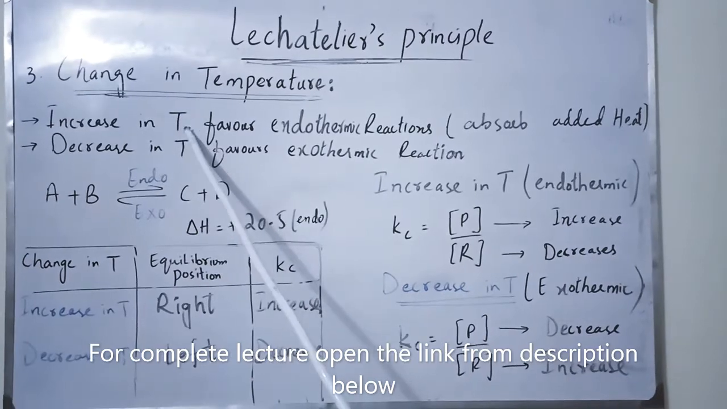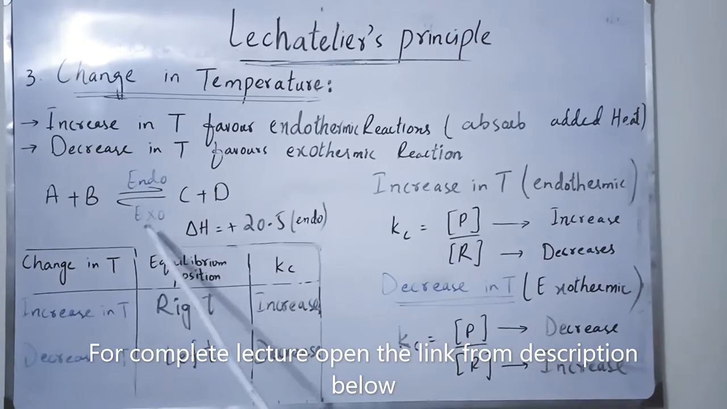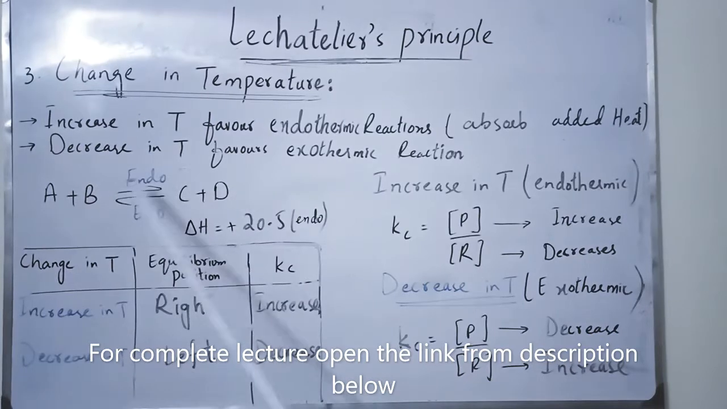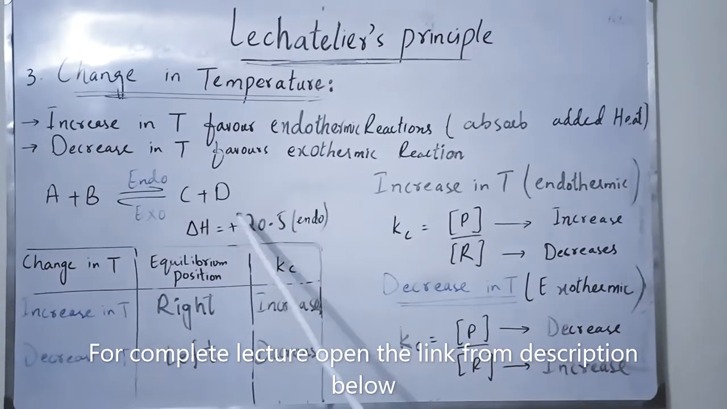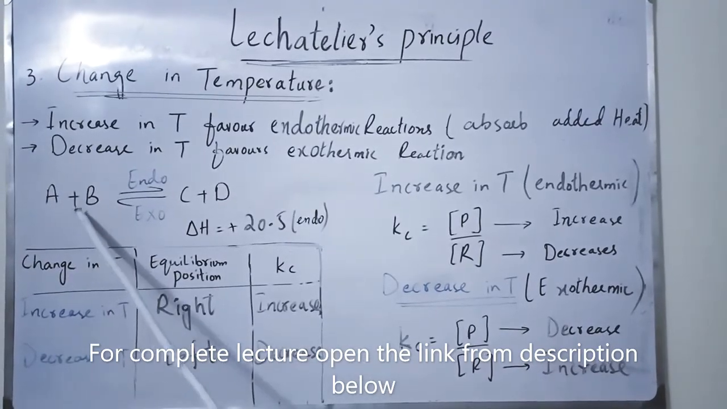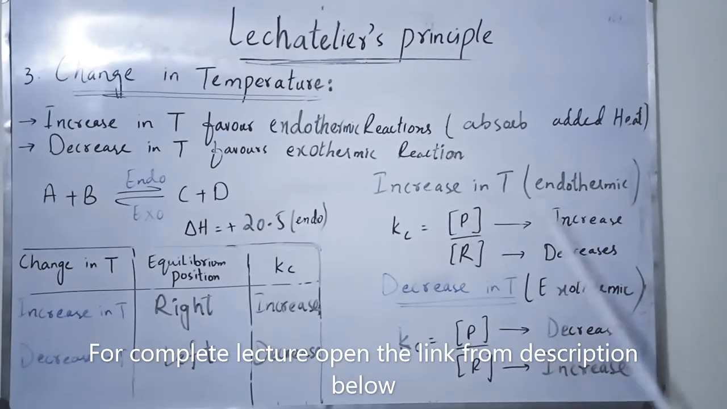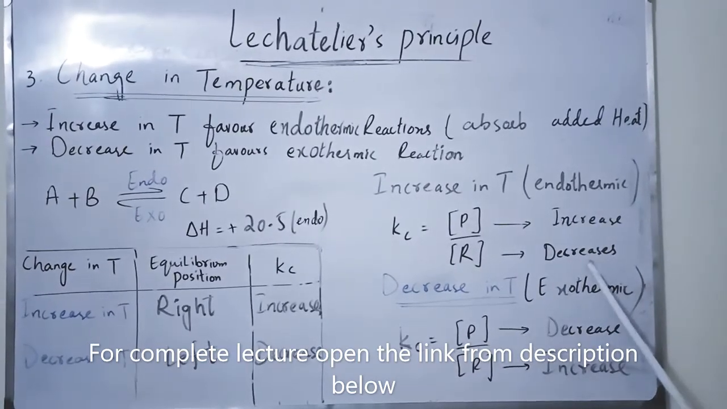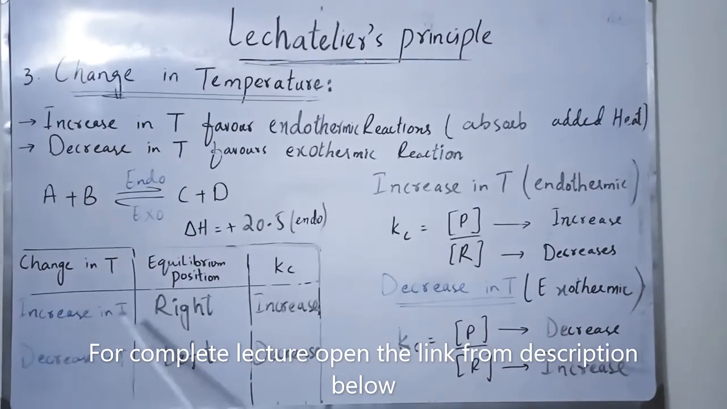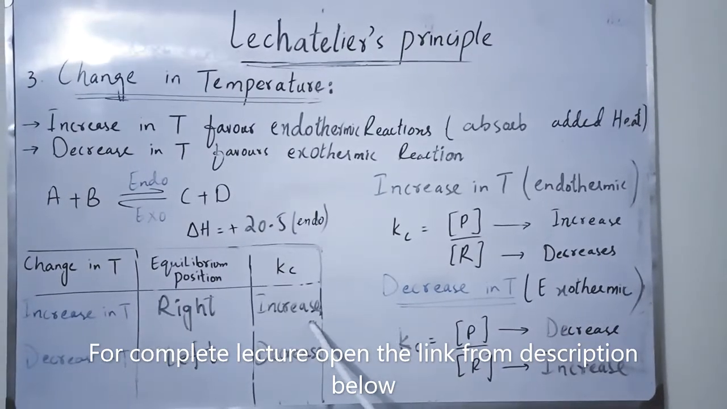Whenever we increase the temperature, it will favor the endothermic reaction. It means that when we increase the temperature of this reaction, it will proceed in the forward direction. It will favor the endothermic reaction and the reactants are converted into products. More products will be formed and the concentration of reactant decreases. When the product increases, the value of Kc also increases. So when we increase the temperature, equilibrium shifts towards the right and the value of Kc also increases.